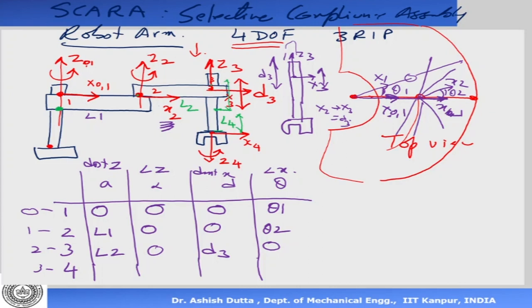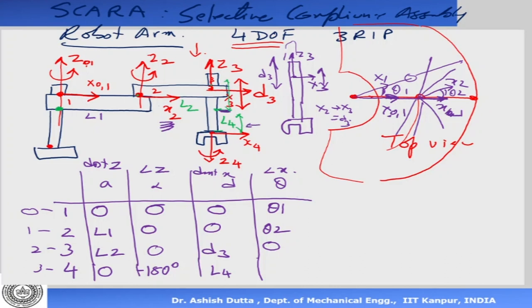Now please note that Z3 is pointing upward, whereas Z4 is pointing downward. So Z has rotated by 180 degrees. It's along the same line, so there's no distance. But it has rotated by 180 degrees about the X-axis in a clockwise fashion, so it is minus 180. Okay, and what is the distance between X3 and X4? There is a distance of L4 there. That is my distance here.